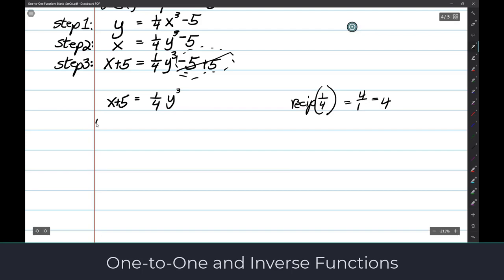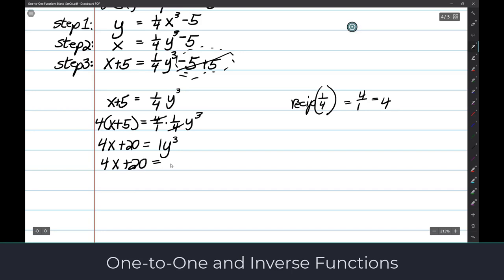Okay, here we go. 4 times (x plus 5) equals 4/1 times 1/4, because 1/4 is a fraction, so I wrote 4 as 4/1 since they're the same number, times y to the third. The reason I wanted to write 4 as 4/1 is because when you multiply fractions, if this number matches this number, which it does, they cancel out, leaving me with 1/1, which is 1, y to the third. And 1 y to the third is y to the third. So over here we'll have 4x plus 20. So 4x plus 20 equals y to the third.